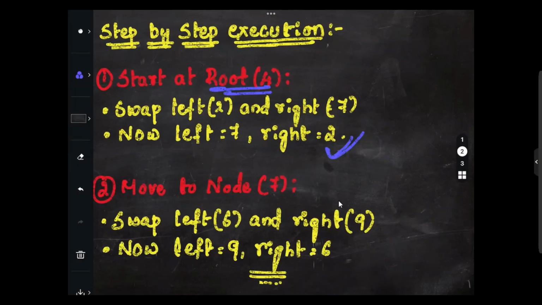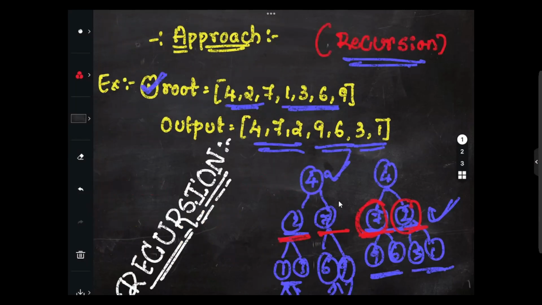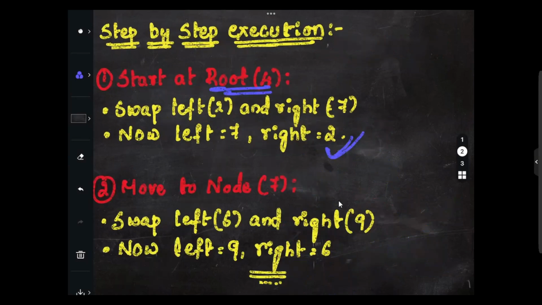This is fine. So let's come to the second step here. We will move to node 7. This one I'm speaking of. Move to node 7. This is 7, right? This is 2. This is fine.